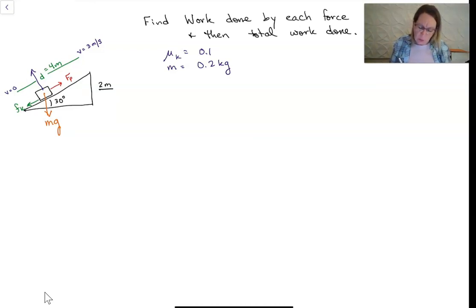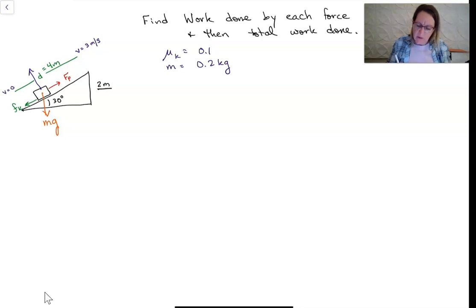Okay, so if we're finding the work done by the normal, that would be the normal force times the displacement times the cosine of 90 degrees. So that's 0 in this case because the normal is perpendicular to the displacement.